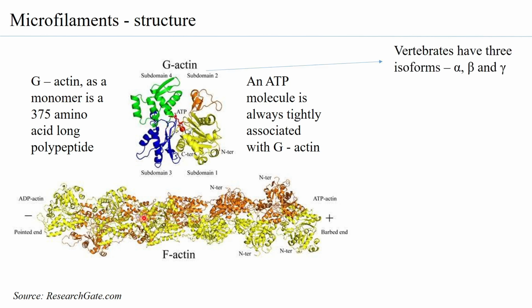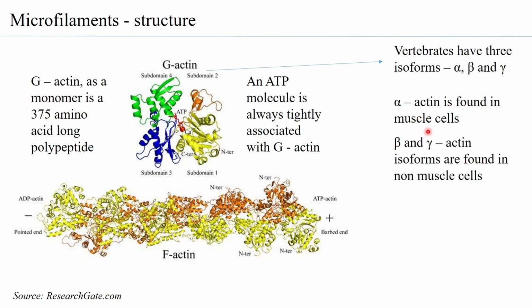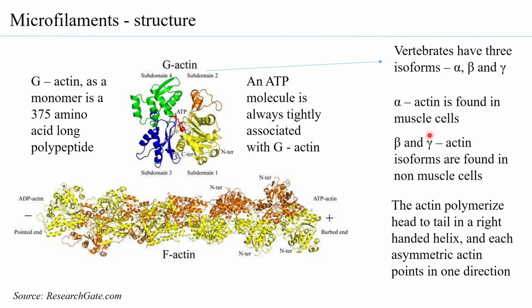Now, when you look at the F-actin, okay, before we go into the F-actin, the G-actin present in the vertebrates has three isoforms, alpha, beta, and gamma, with alpha actin primarily found in muscle cells, while beta and gamma actin are isoforms that are found in non-muscle cells. The actin, of course, polymerizes head to tail and in a right-handed helix. So each actin polymer is winding around another actin polymer.